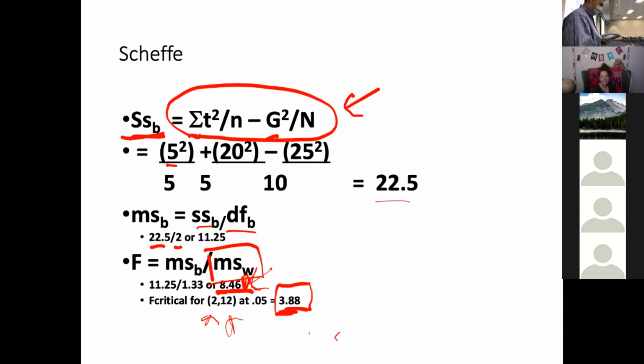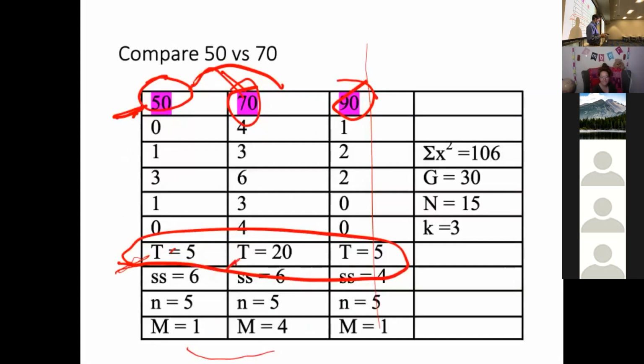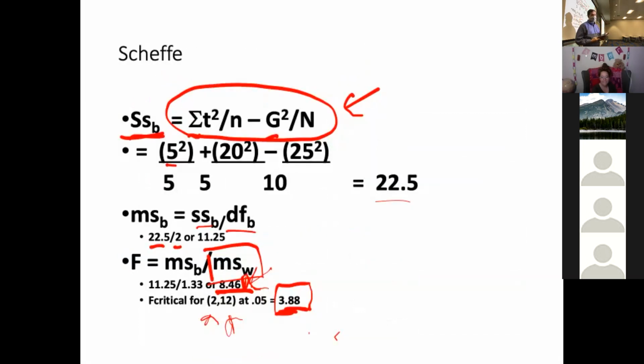Okay, and also, did you say that you're rejecting the null hypothesis because 3.8 is smaller than 8.46? Exactly, yes. So the null hypothesis in this case would be that there's no difference between 50 and 70, but our results indicate that that's not true, so we reject the null.